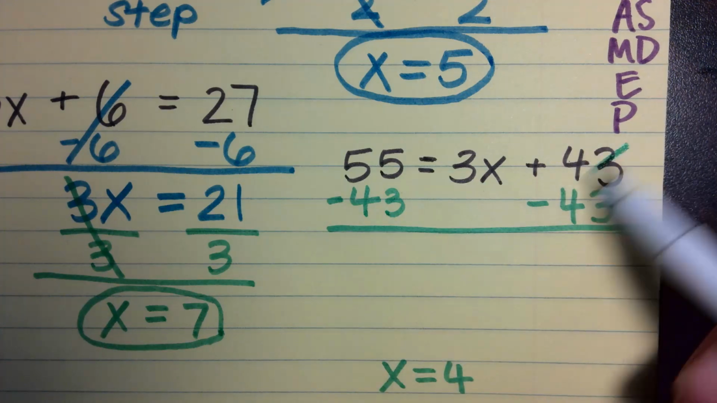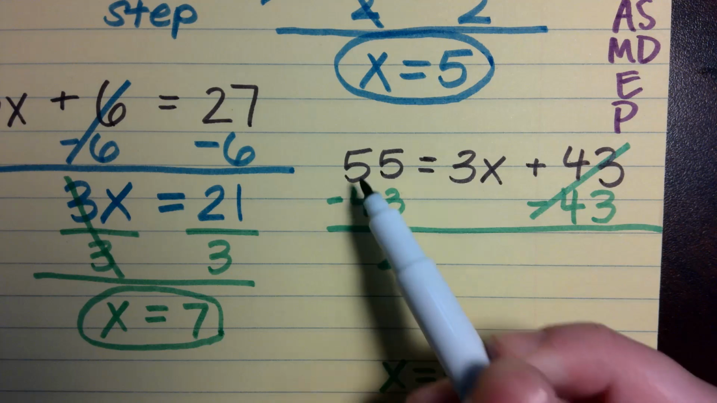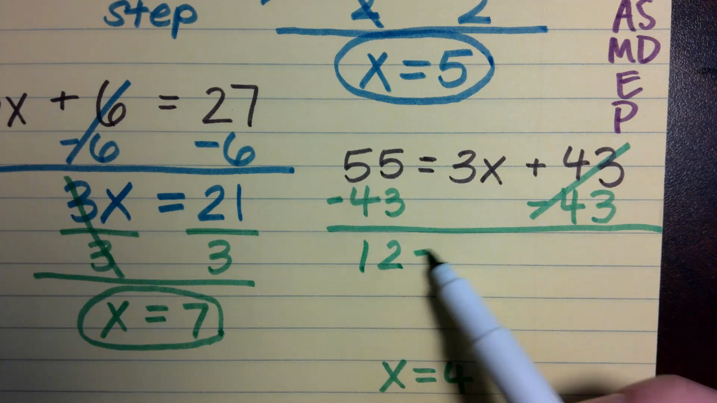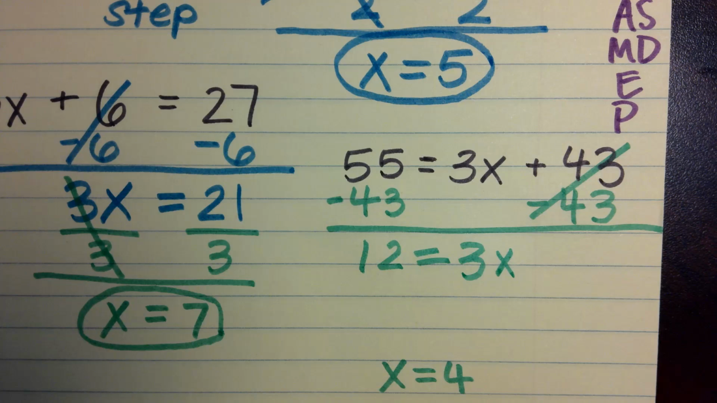Okay, those 43's cancel. Your answers are looking right, guys. Divide by 3.